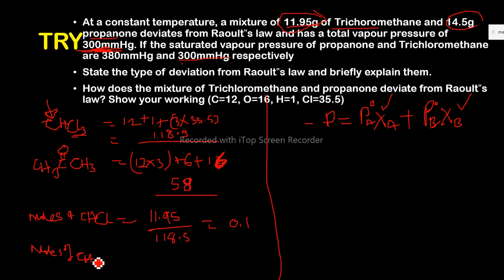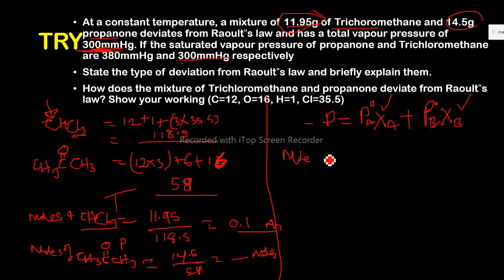Moles of propanone. I hope we are all following. So we shall get what we used, which is 14.5 grams, out of 58. You should be doing this calculation on the calculator. So what shall we get? Dash moles. Then we shall get the mole fraction. Let me call trichloromethane T and propanone P. So the mole fraction of trichloromethane is going to be 0.1 out of the total number of moles.